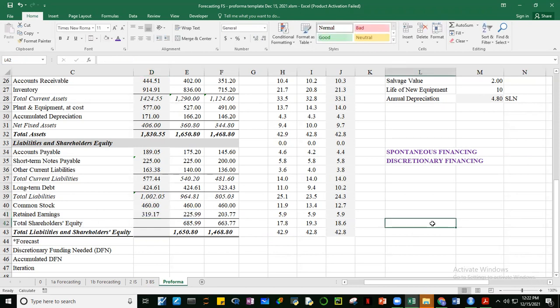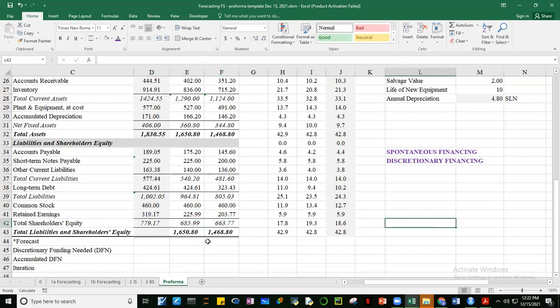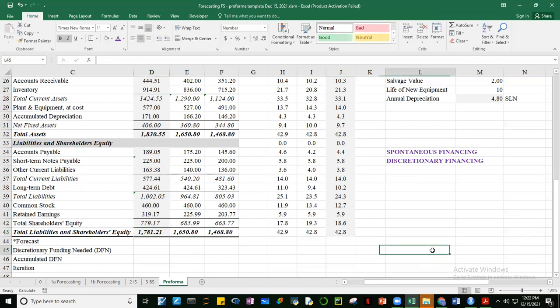Okay, so it's 319.17. Therefore, guys, our total shareholders' equity is your common stock, and then your retained earnings. So that's the total shareholders' equity. And therefore, guys, our total liabilities and equity will be the sum of total liabilities and your total shareholders' equity: 1781.21.